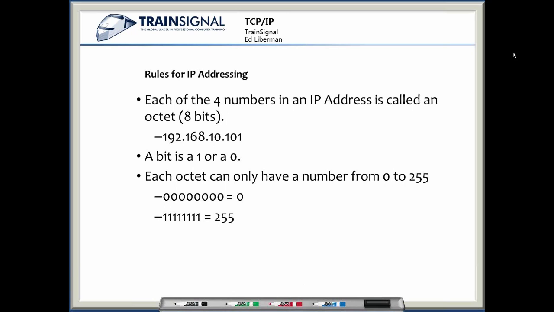Now, each octet can only have a number from 0 to 255. And the reason will be explained when we get to the math portion later, but the reason is because if we had all zeros, right, if we had 8 zeros, that equals 0, and if we had 8 ones and then calculated that back to a decimal number, you get 255, okay, and everything else is in between. And that's why in all IP addresses, you see a number from 0 to 255.